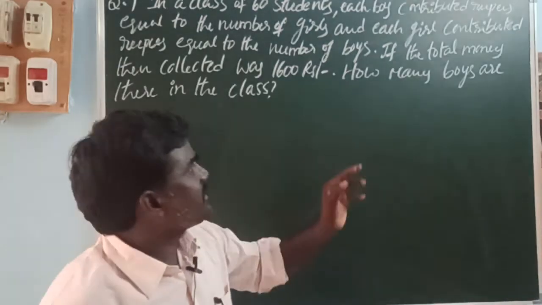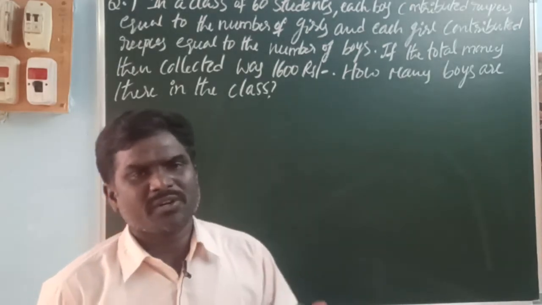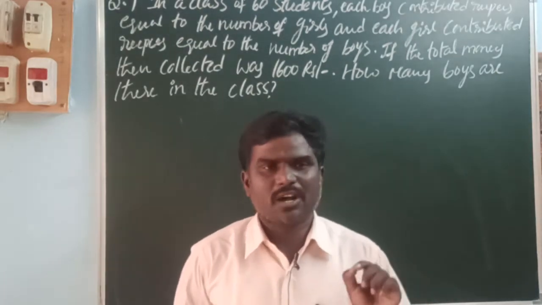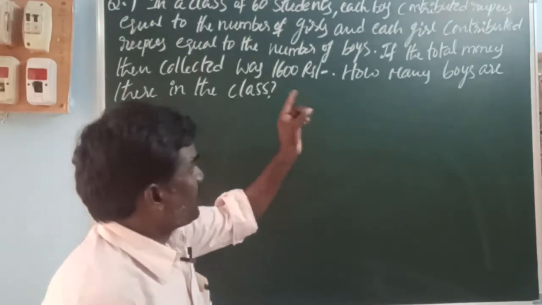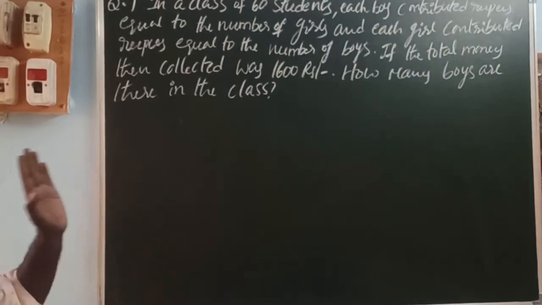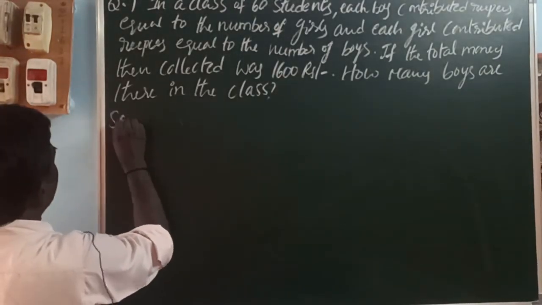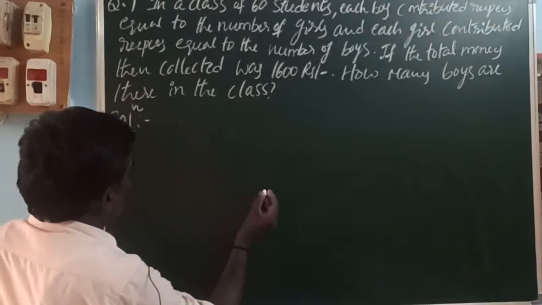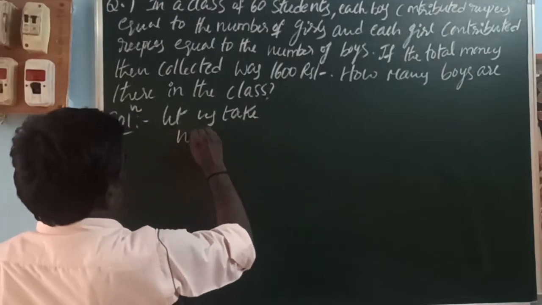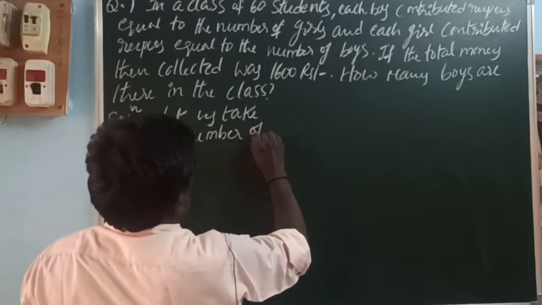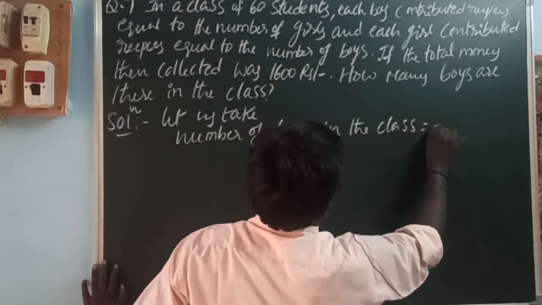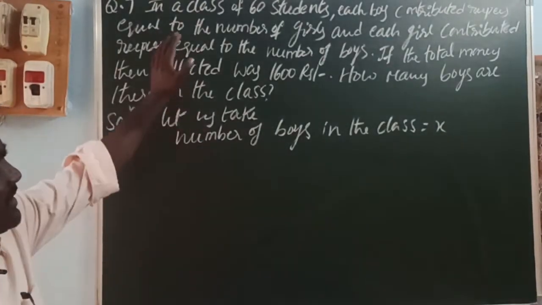Next, each girl contributes rupees equal to the number of boys in the class. For suppose the number of boys in the class is 50, each girl pays how much? 50 rupees. So if the total money collected was 1600 rupees, how many boys are there in the class? We don't know how many boys there are. Let us take the number of boys in the class as x.